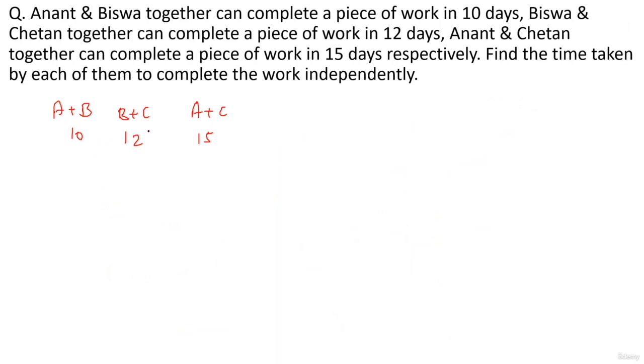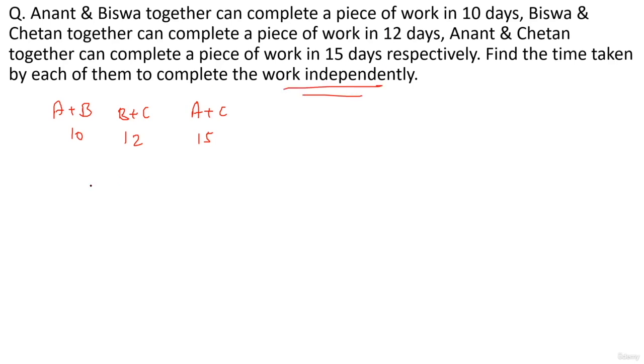Okay, यहाँ पे थोड़ा grammar अलग है इस question का. It should be given that A and B together complete a piece of work in 10 days. B and C together can complete the same piece of work in 12 days, and A and C can complete the same piece of work in 15 days. Okay, this is the intended question here. So 10, 12, and 15. You're supposed to find out the time taken by each of them to complete the work independently.